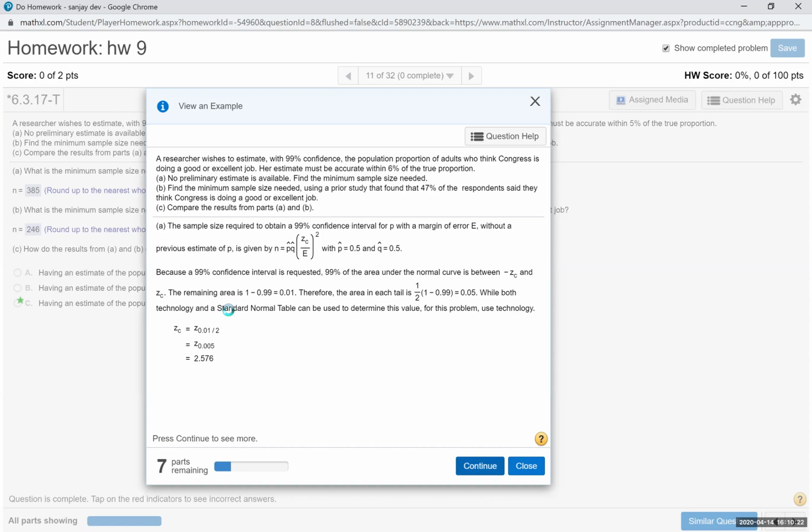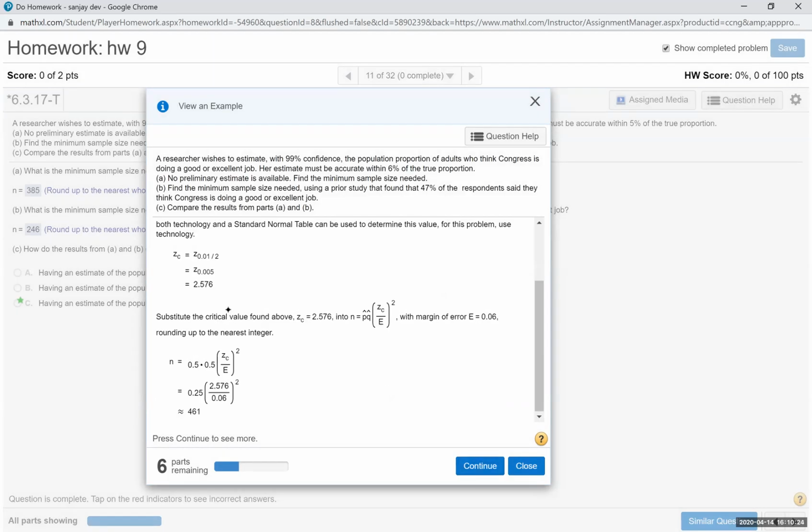So let's see if they have done it somewhere. Look at this formula right here. For part A, you don't have any prior study, so P hat is 0.5, Q hat is 0.5. Critical value is 2.576 for 99% confidence level. And you want margin of error to be 6%, so that's why it's 0.06, and you square it.